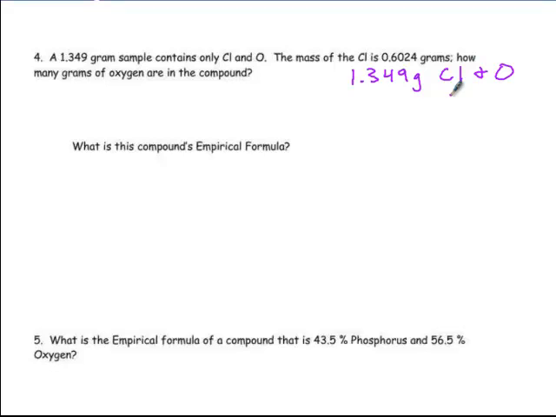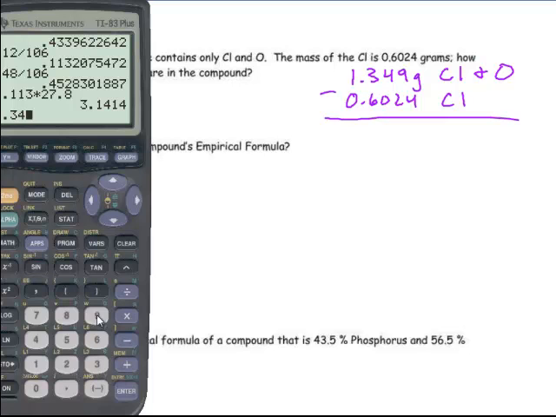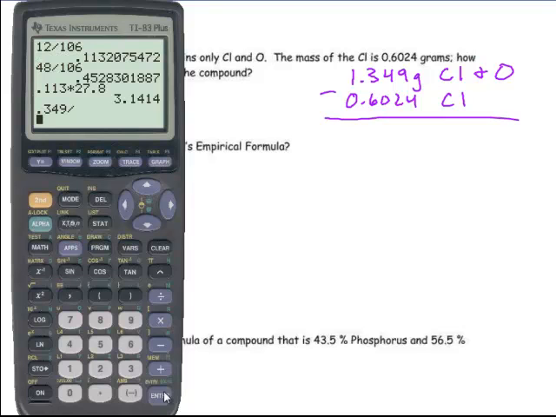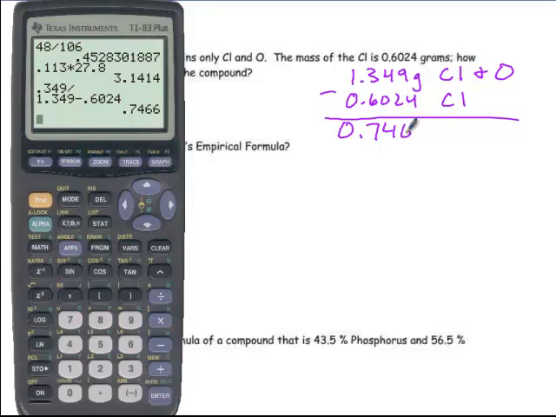The mass of just the chlorine is 0.6024. So if I subtract the chlorine out of the chlorine and the oxygen, I will get the first answer, which is how many grams of oxygen. So I have 1.349 minus 0.6024, and I get 0.7466 grams of O. So there's how many grams of chlorine I have, how many grams of oxygen I have.